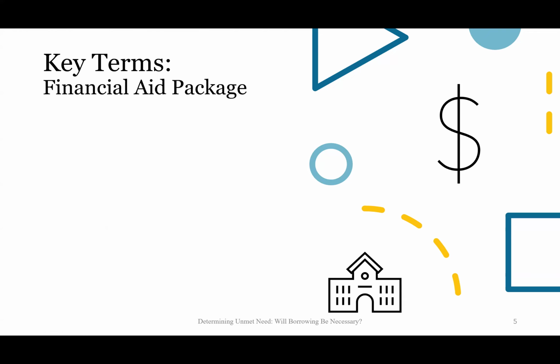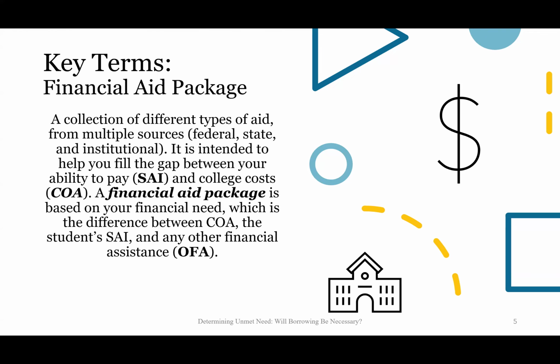Next key term is financial aid package. The financial aid package is a collection of different types of aid from multiple different sources, which can include federal, state, and institutional. It is intended to help fill the gap between the ability to pay for school, or SAI, and the college cost, or cost of attendance. The financial aid package is based on financial need, which can be the difference of the cost of attendance, the student's SAI or student aid index, and any other financial assistance.